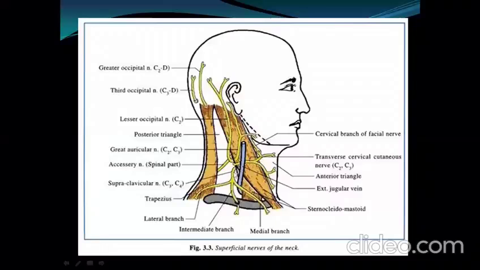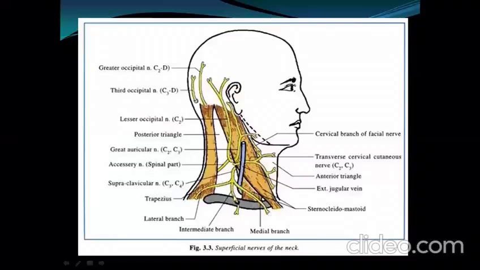And the last cutaneous nerve is the supraclavicular nerve. It arises as a trunk, then it ascends and pierces the deep fascia, that's the investing layer of the deep cervical fascia, and lies within the superficial fascia. Then it divides into three cutaneous branches: medial, intermediate, and lateral branches of the supraclavicular nerve. First is the medial branch. The medial branch passes medially, and it mainly supplies the sternoclavicular joint, and also the skin extending up to the first rib.